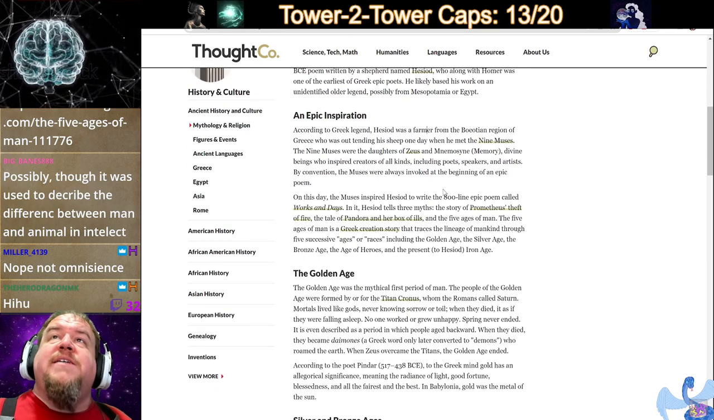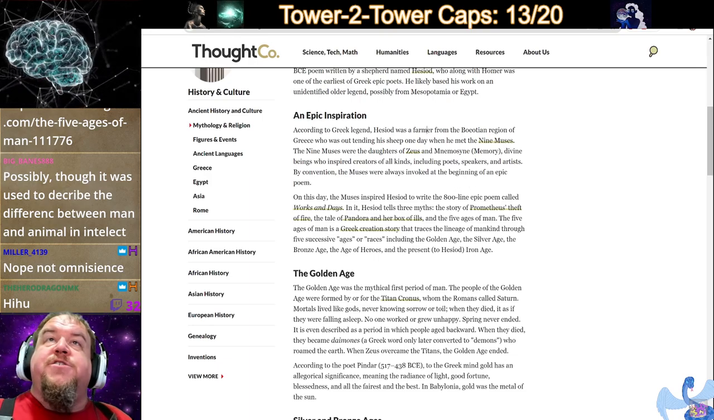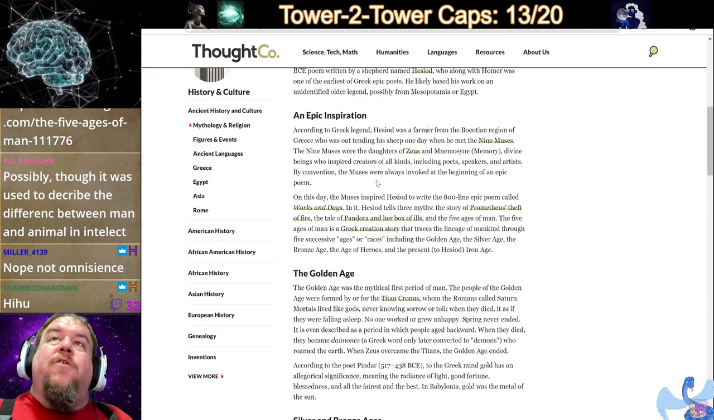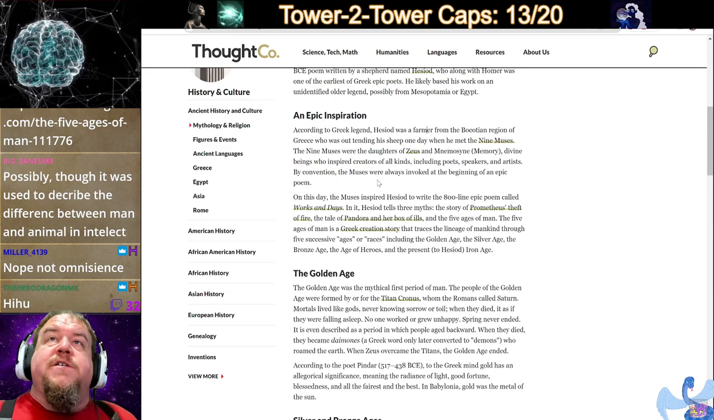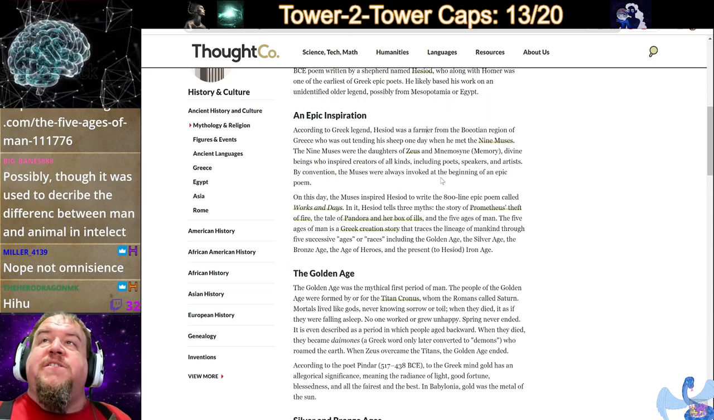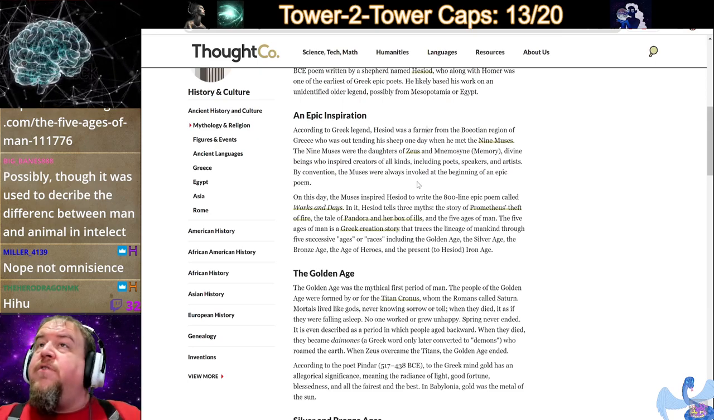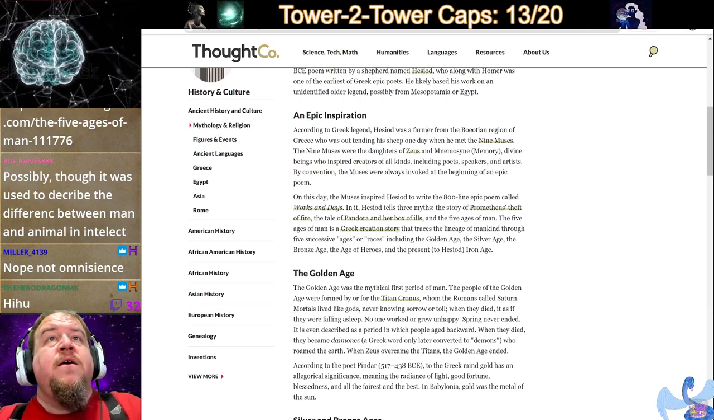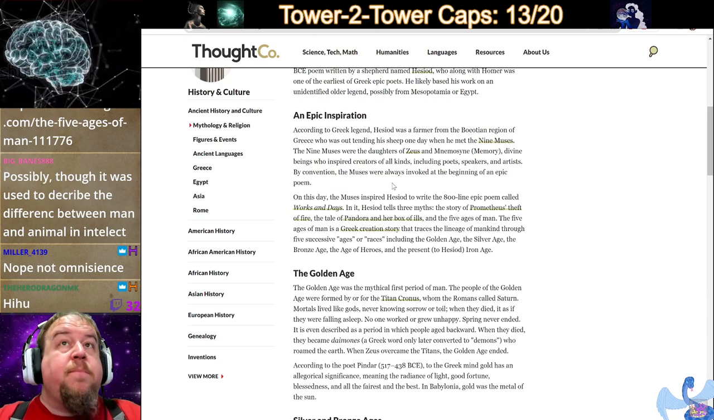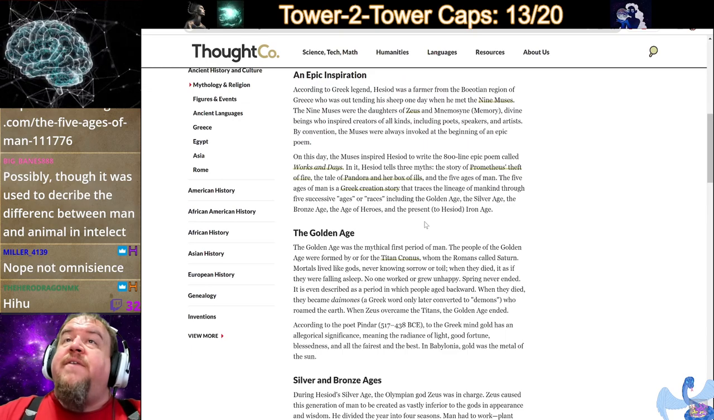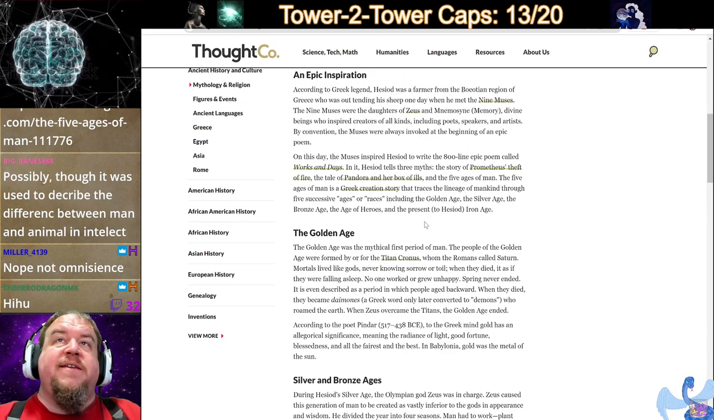According to Greek legend, Hesiod was a farmer from the Boeotian region of Greece, who was out tending his sheep one day when he met the Nine Muses. The Nine Muses were the daughters of Zeus and Mnemosyne, divine beings who inspired creators of all kinds, including poets, speakers, and artists. By convention, the Muses were always invoked at the beginning of an epic poem. On this day, the Muses inspired Hesiod to write the 800-line epic poem called Works and Days.